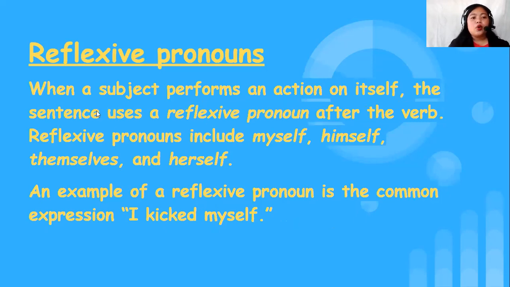Reflexive pronouns. When the subject performs an action on itself, the sentence uses a reflexive pronoun after the verb. Reflexive pronouns include myself, himself, themselves, and herself. An example of a reflexive pronoun is the common expression, I kick myself. So that is a reflexive pronoun. Remember that reflexive pronouns include myself, himself, themselves, and herself.